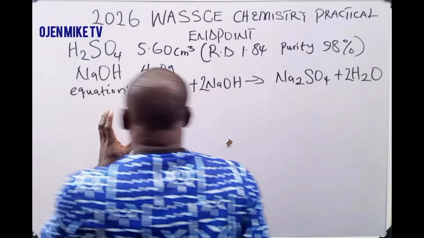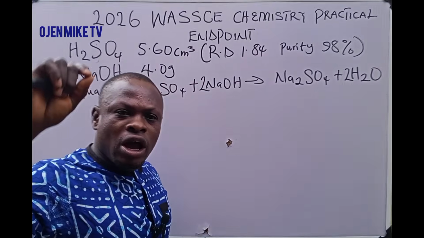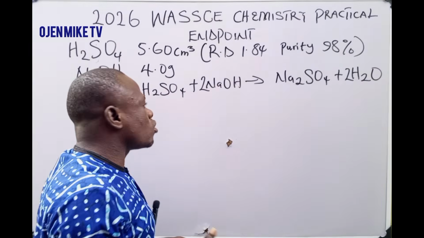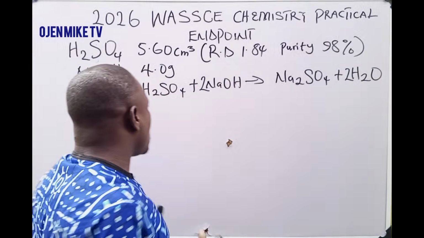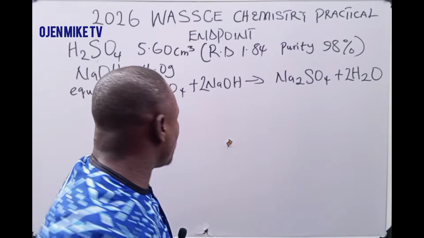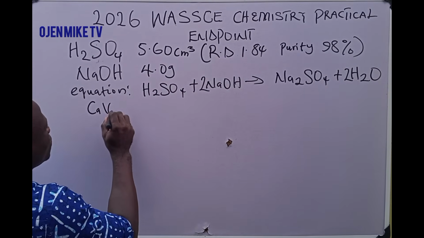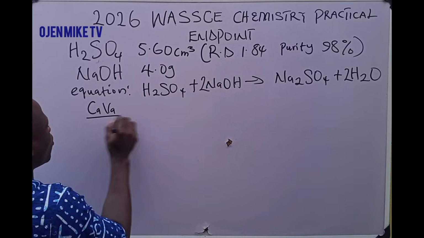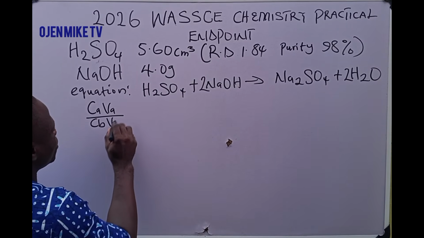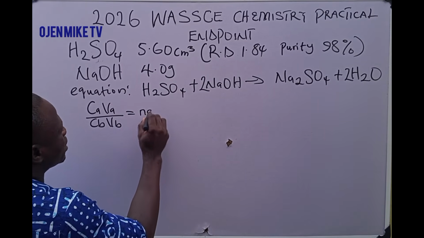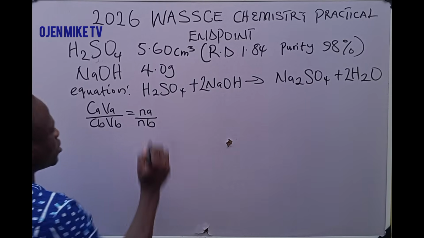Now, we want to look for the endpoint, and endpoint is the volume of acid. Now, for you to be able to determine the volume of acid, what you are going to do is use this formula: CA VA over CB VB is equal to NA over NB.